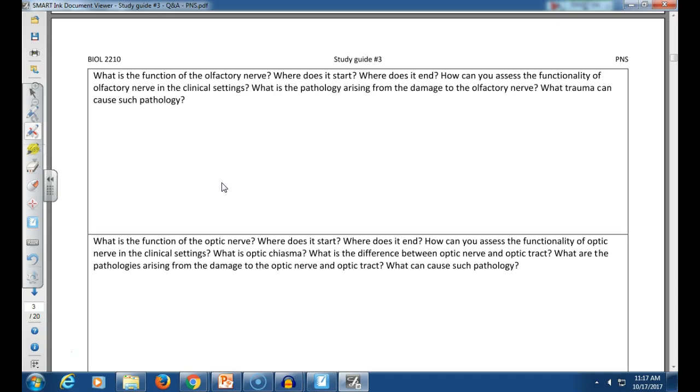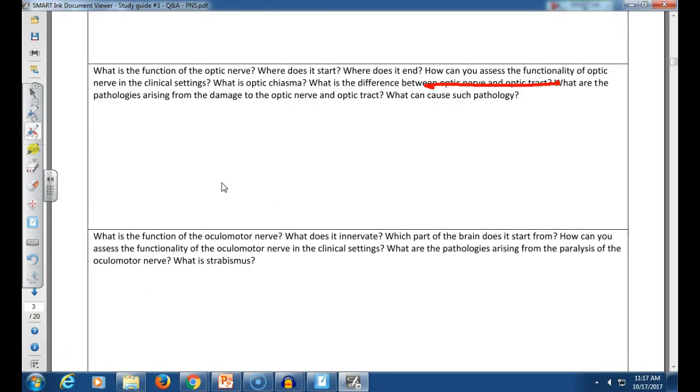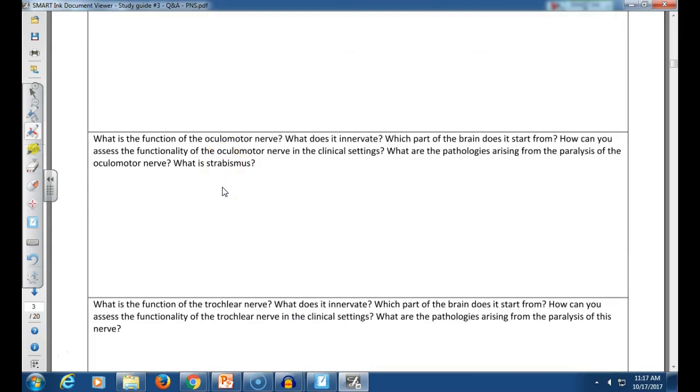A few things. Difference between optic nerve and optic tract. Optic nerve from the eye to optic chiasma. Optic tract from optic chiasma to the thalamus. Okay? Oculomotor. Strabismus, lazy eye.